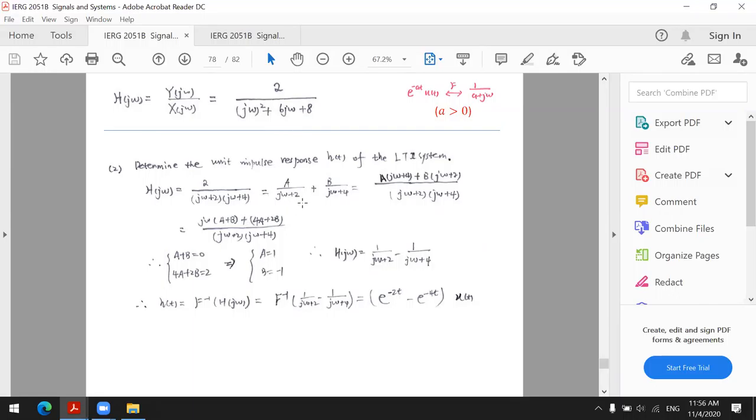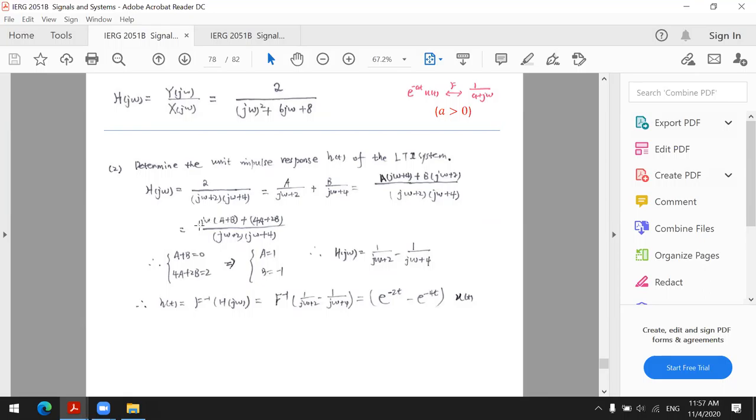And next, we split it as two terms. The first term with denominator j omega plus 2, the second term with j omega plus 4, and the coefficients are respectively capital A and capital B. To apply the partial fraction expansion, we want to write the split form back to the original form where we have a combined multiplied factor. For that, to make the equivalence hold, we have A times (j omega plus 4) plus B times (j omega plus 2).